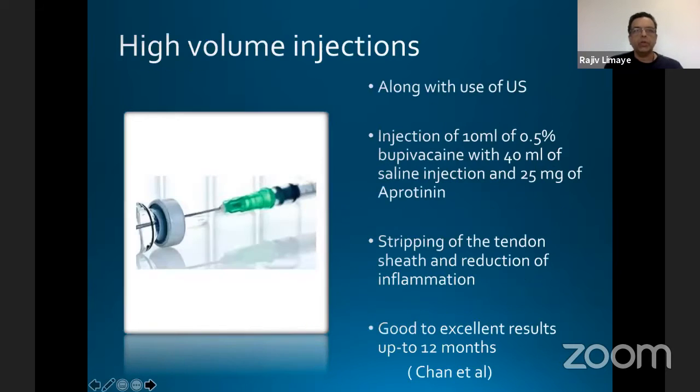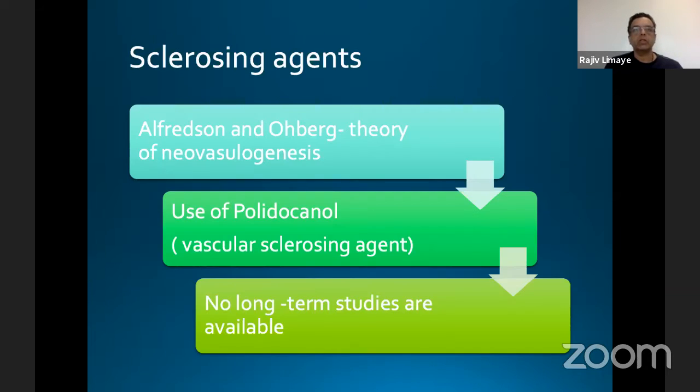The next stage would be high volume injections. Now, these are done with the help of ultrasound. It has been suggested that sclerosing agents could be beneficial as they lead to reduction of neovasculogenesis, and the use of something called polidocanol, which is a vascular sclerosing agent, will give a better outcome. However, there are no long-term studies available.